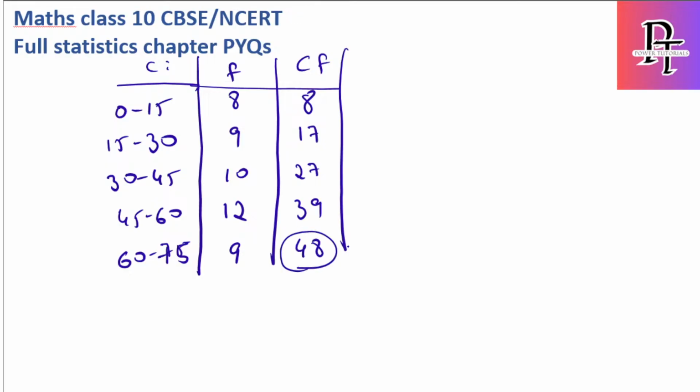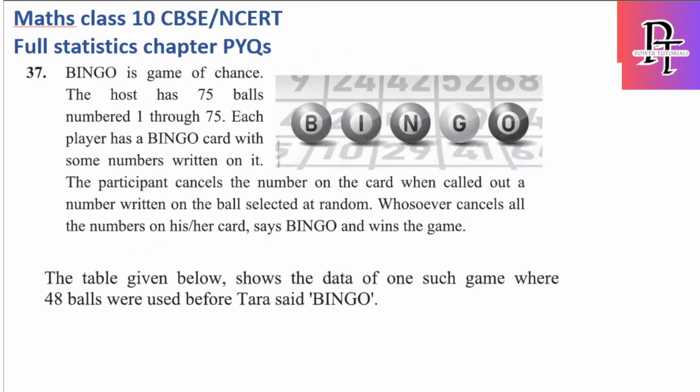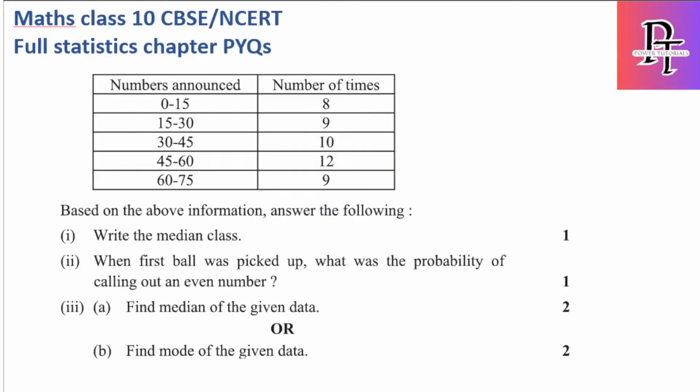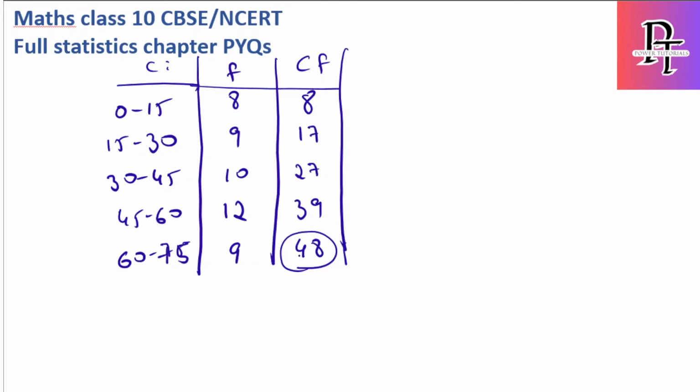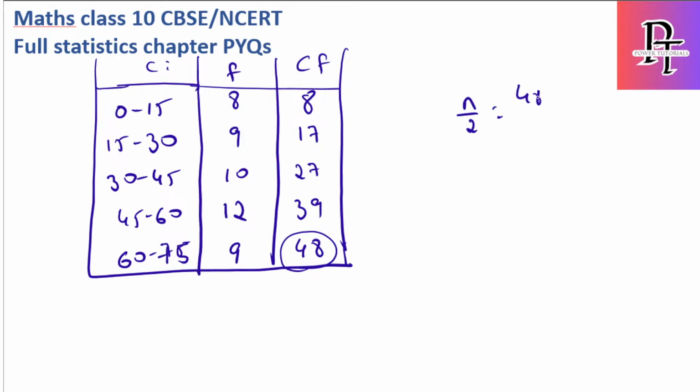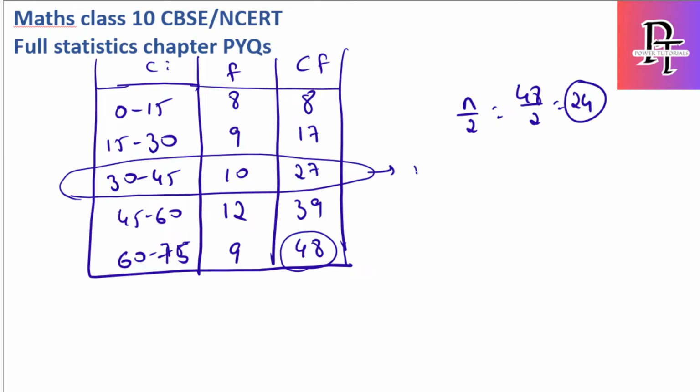This value should match the exact total frequency they provided. Here you can see the total frequency provided is 48. So if you are doing CF properly, the last value should match the total frequency. Then we have to find n by 2. N is 48, so 48 by 2 is 24. Whichever cumulative frequency contains 24, that is the median class. Till here only 17 are covered, but here 27 are covered. So 24 will be present in this class. So this is the median class.